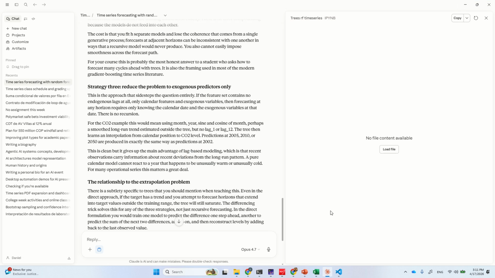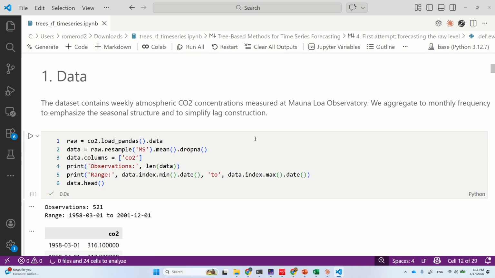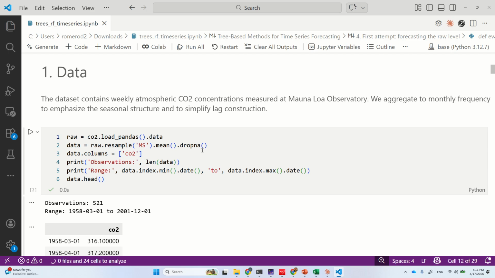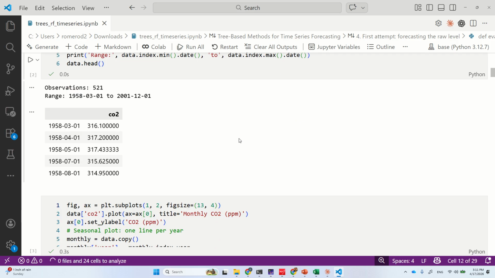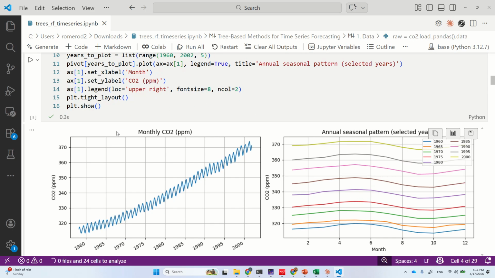All right. So let me... Here we have the code. Okay. So in this example, let's go over the data first. We have weekly information about CO2 concentration measured at a specific place. Now, instead of working with the weekly data, we aggregate the data and now it's monthly. So this is how it looks.